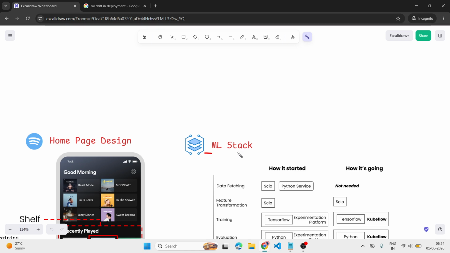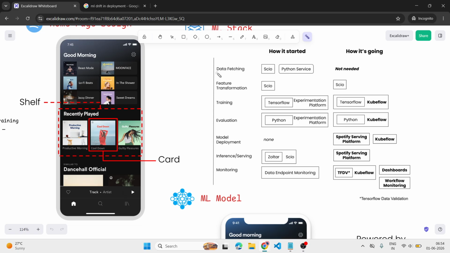And what ML stack are they using? For the data fetching, then the feature transformation. After that the training with TensorFlow and Python for experimentation, and for the deployment Kubeflow. On the deployment side they started with Spotify's own platform. After that for serving all of these predictions they use this model, and for the end to end monitoring, TFDV, TensorFlow Data Validation, or a dashboard like a Power BI dashboard.